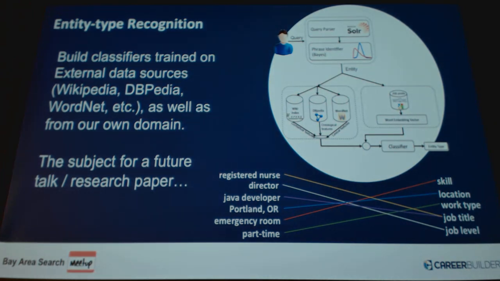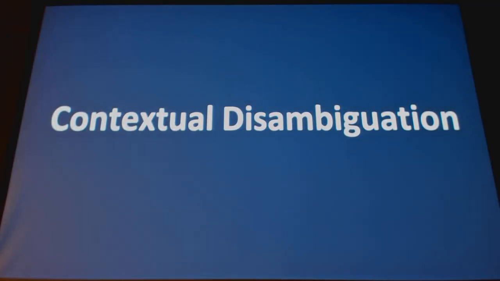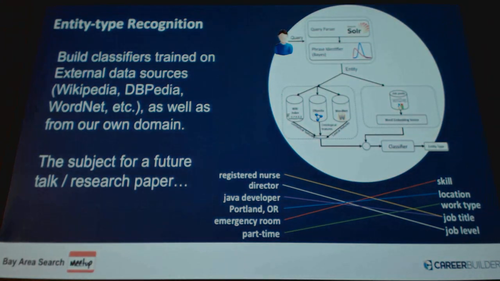Yeah. Great question. My next section is contextual disambiguation. So let's go through that. We are 5 minutes ahead of all of you. Okay, so we talked about the entity type stuff. We can answer more questions about that later.